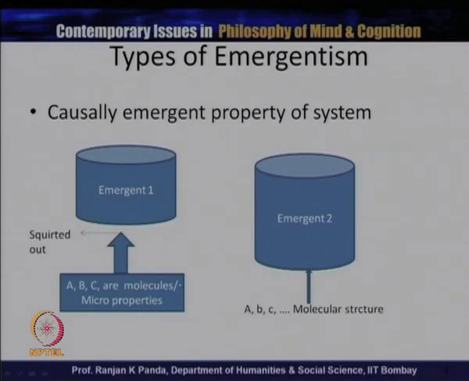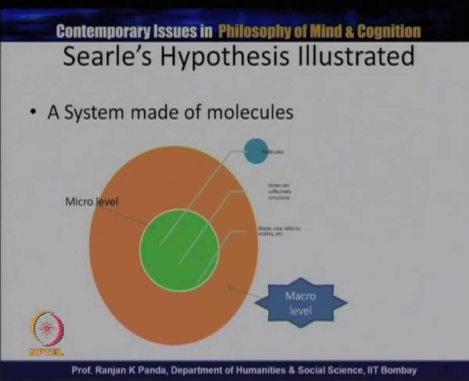Now, Searle says it is certainly true that certain micro properties are causing consciousness, but once consciousness is caused, then it is squirted out. It is squirted out as an independent reality. Hence, there is a gap, and Searle calls it an explanatory gap. So, as far as the epistemic analysis of these two realities is concerned, there will be an epistemic gap, and that gap is shown with reference to these two levels of functions.